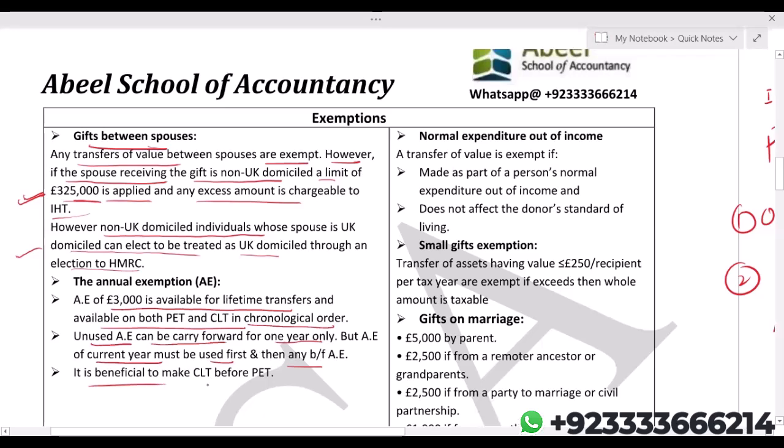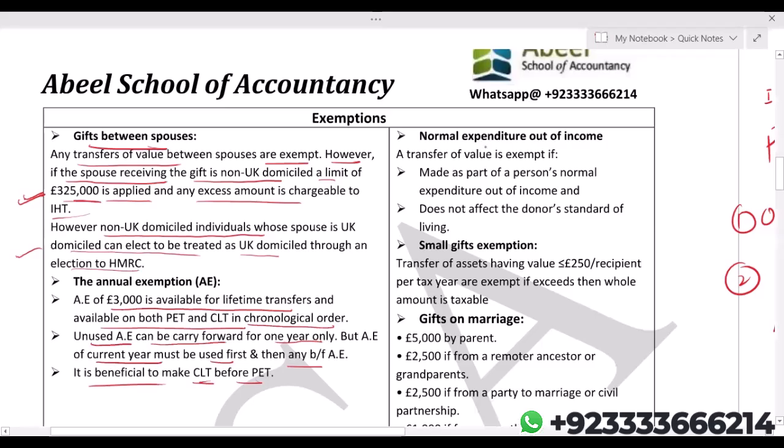It is beneficial to make CLT before PAT, because if you do PAT first, you're using up the annual exempt amount, and on the other hand, there's no tax on PAT. So it's just tax planning. Better to go for CLT as the first gift than PAT.